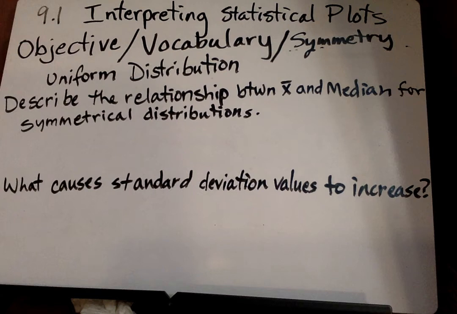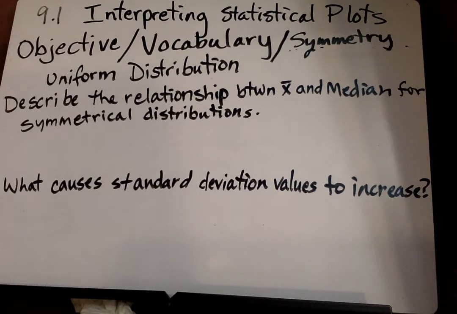Hello students, today we will be going over 9.1, Interpreting Statistical Plots. Our objective: I can compare measures of spread, IQR and standard deviation. Our vocabulary: symmetry, a distribution that is approximately symmetrical about the center.